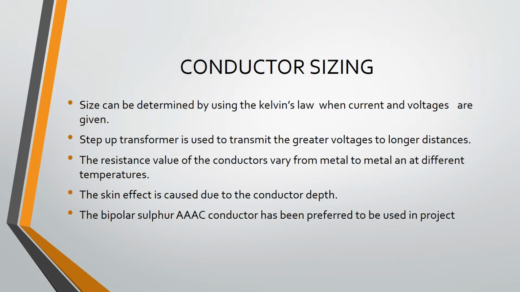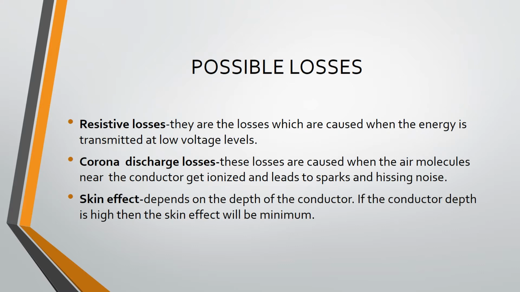Hi, I'm Chetan Reddy, and now I'm discussing the possible losses and system stability. The possible losses in our transmission system are of three types: residual losses, corona losses, and skin effect.